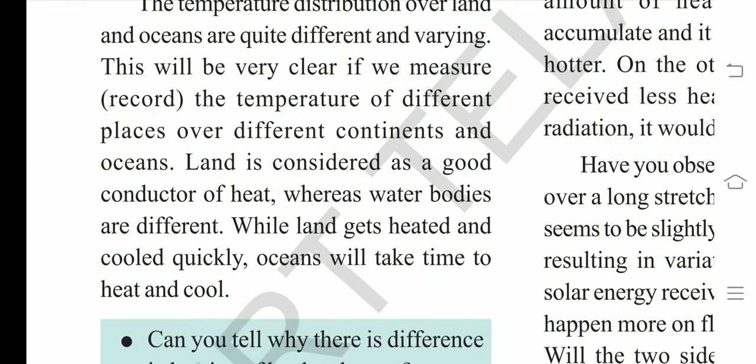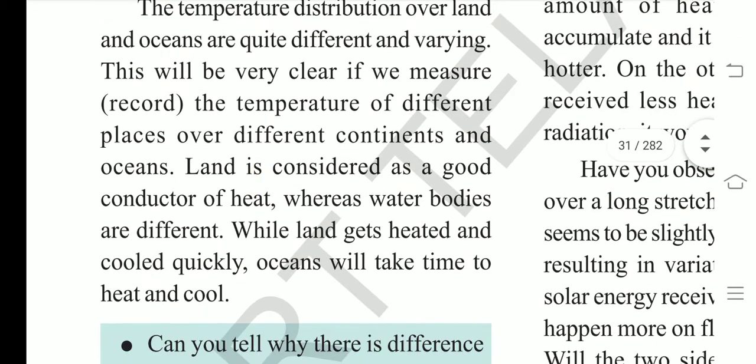In Europe, the temperature is moderate. When it comes to Africa, the temperature is high, right? So at different continents, the temperature is different. Understand? So why is it different? Because there is a difference in the absorption of heat between land and water, understand?